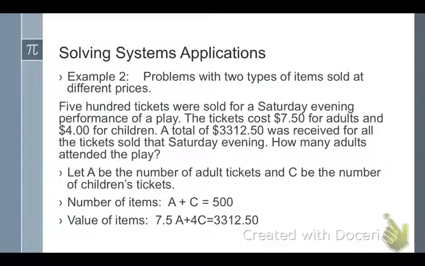Now, here's another type of problem. A problem with two types of items that are sold at different prices, like a children's ticket and an adult's ticket, things like that. So 500 tickets were sold for a Saturday evening performance of a play. The tickets cost $7.50 for adults and $4 for children. Okay, so there's your two different things going on. A total of $3,312.50 was received for all the tickets sold. How many adults attended the play?